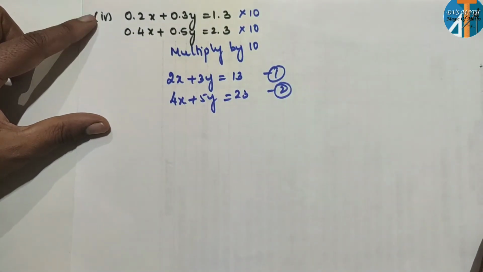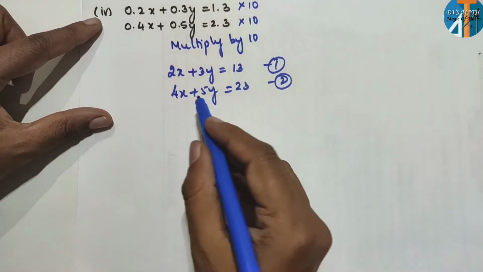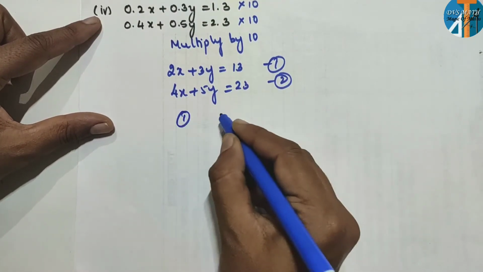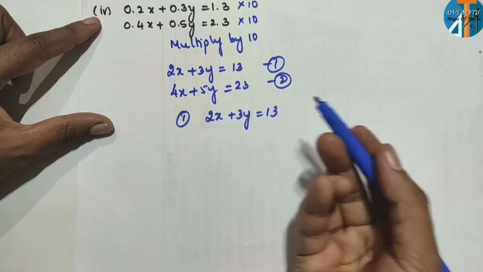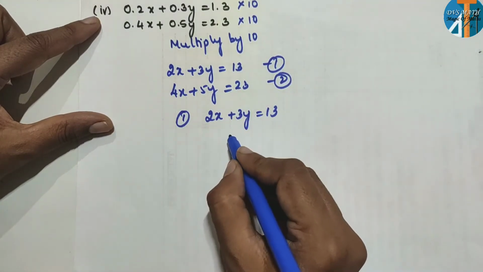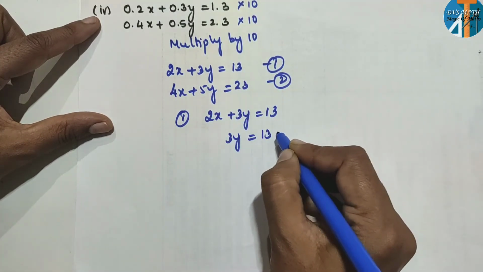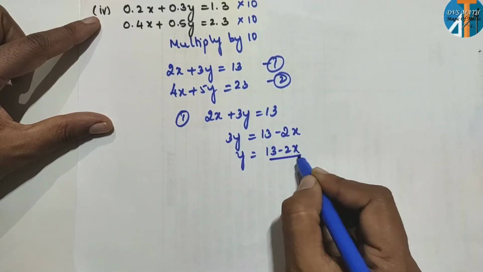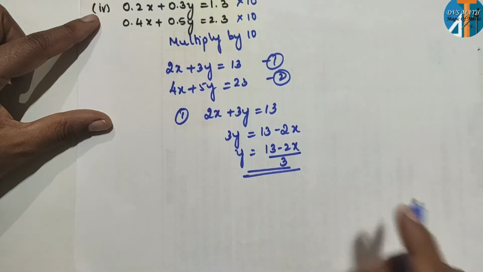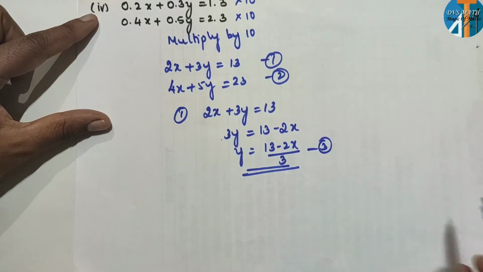Okay, now you got equation 1 and equation 2. Now the next step is as usual. Take the first equation, 2x plus 3y is equal to 13. Convert it in terms of x or in terms of y. So 3y will be as it is. Take 2x to the RHS, it becomes minus 2x. So y is equal to 13 minus 2x by 3. So you got it in terms of y. Since it is multiplied, it becomes division.